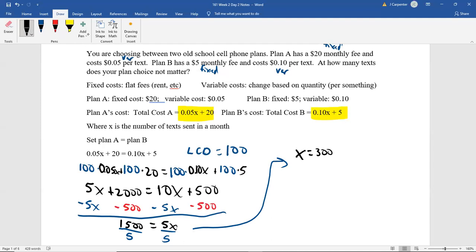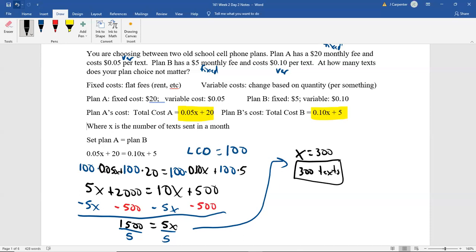Now remember, with word problems, you have to check your answer, make sure that it actually makes sense in a real world context, and label things. There could be multiple answers like we saw in example 1. Well, they said, at how many texts does your plan choice not matter? What is x? X is the number of texts. See, I know what x is because I labeled it. If I hadn't labeled it, I might be confused at this point, because sometimes x is not the answer. So it's 300 texts. When you send 300 texts, that means it doesn't matter whether you chose plan A or plan B, your cost will be the same.